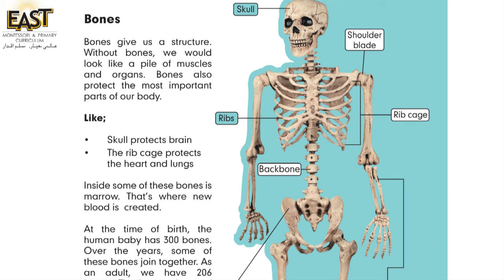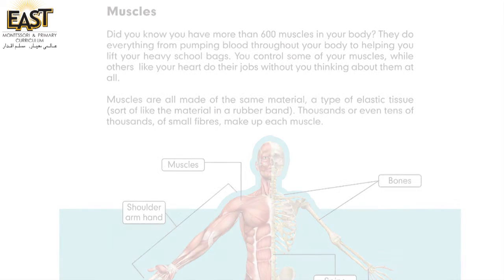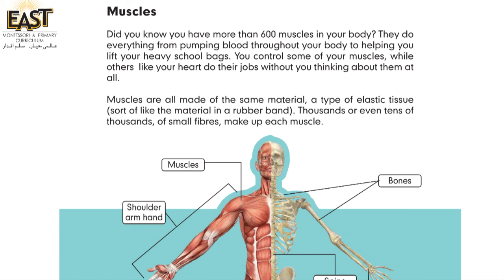Remember, you need to read this passage. Bones give us a structure. Without bones, we would look like a pile of muscles and organs. Then you will be reading about muscles. Did you know you have more than 600 muscles in your body? Our bones are covered by our muscles.